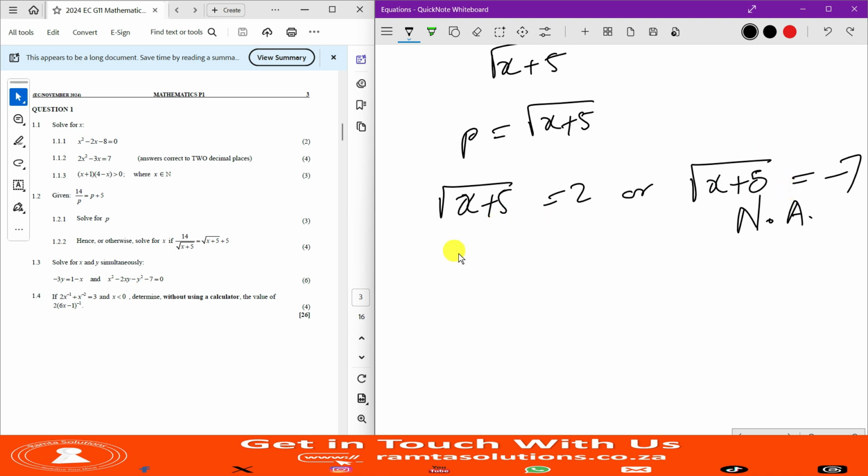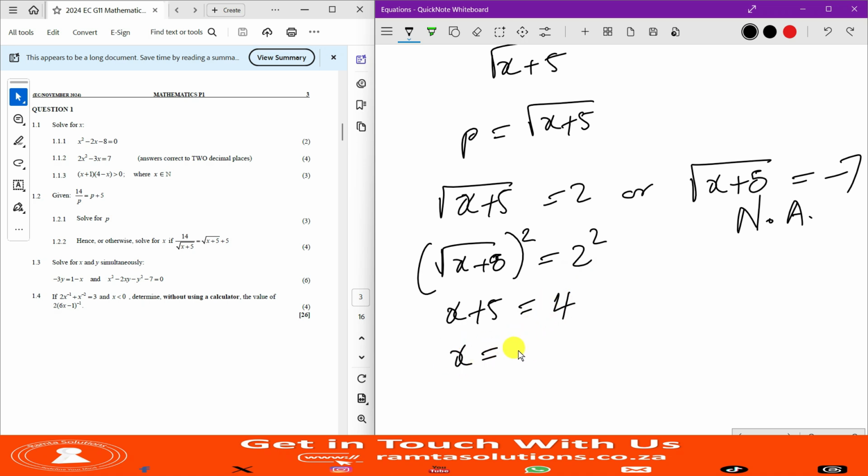Now this one, we will square both sides. I'm squaring both sides so you guys get an idea of what you need to do. So x plus 5 equals 4, right? So x equals negative 1.